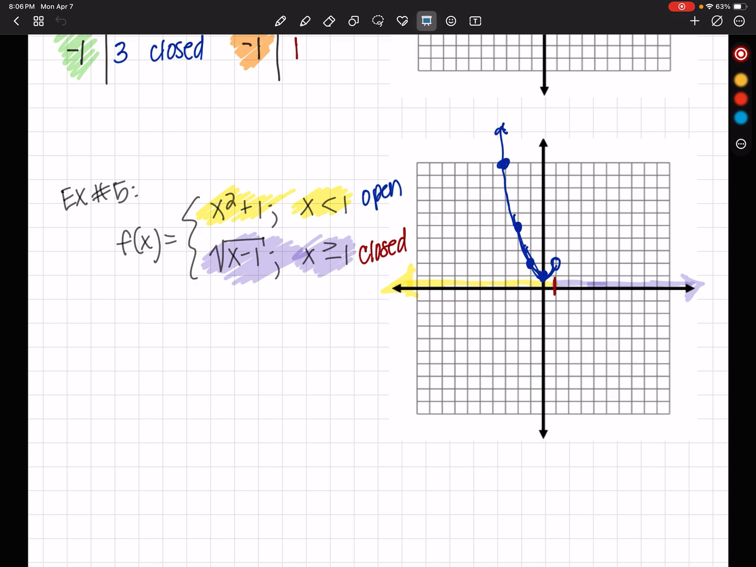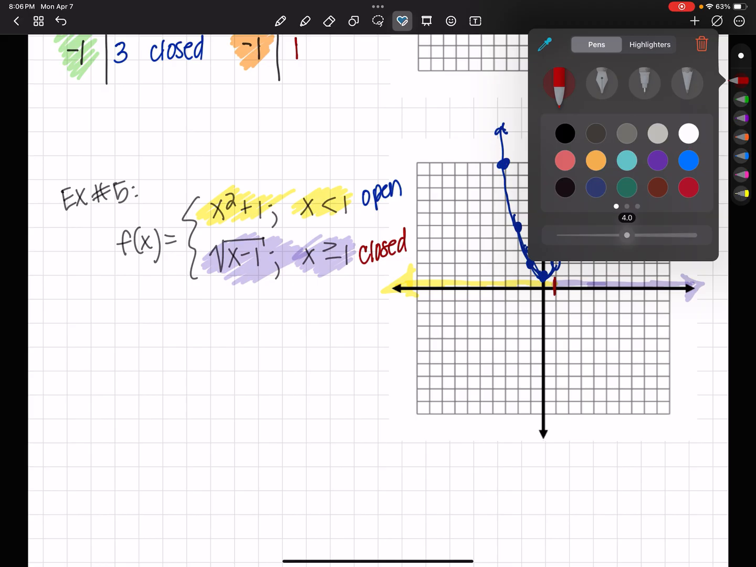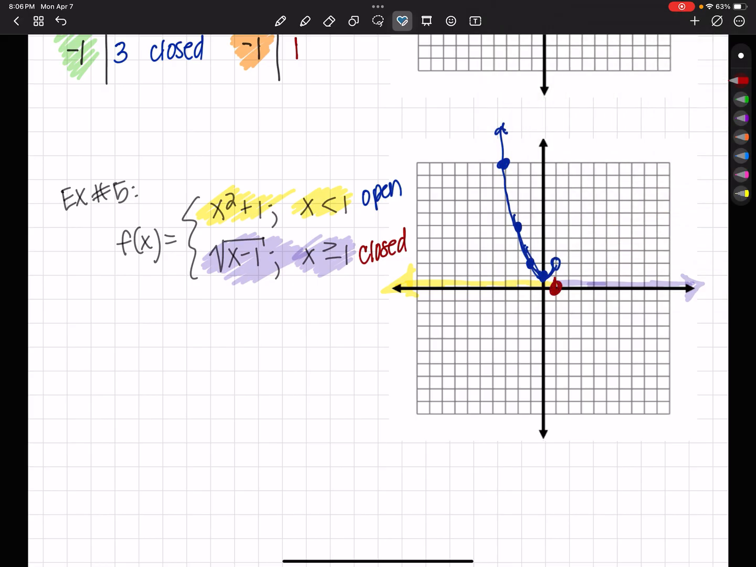So when we put a 1 in, the square root of 1 minus 1 is the square root of 0, and the square root of 0 is 0. So we put a 1 in and we get a 0 out. If we put a 2 in, we're going to get a 1 out. If we put a 5 in, we get a 2 out. And if we put a 10 in, we're going to get a 3 out.